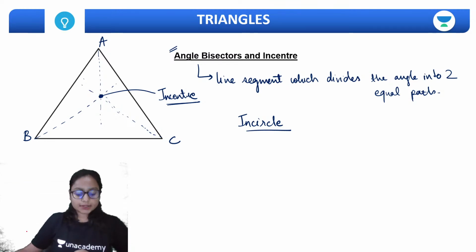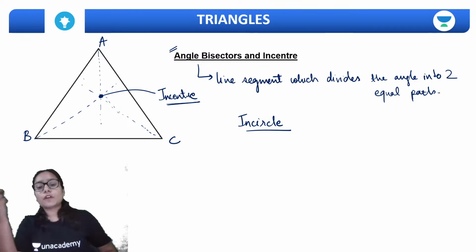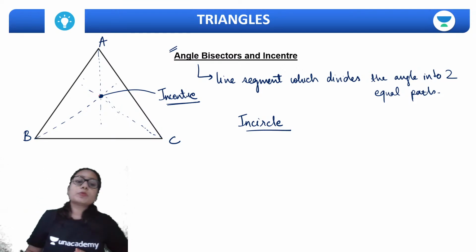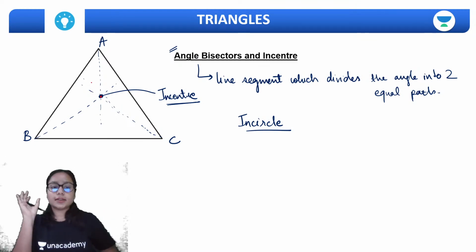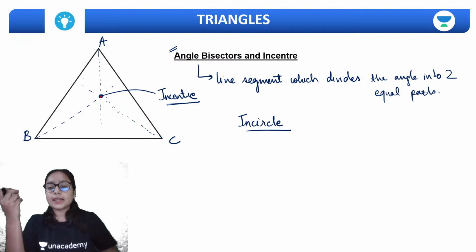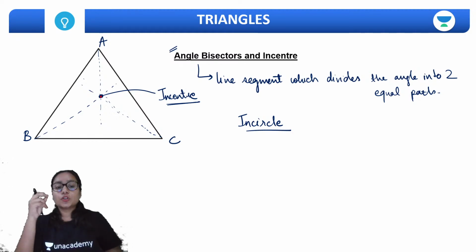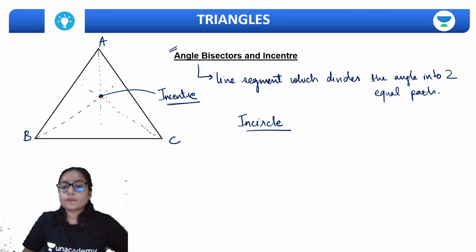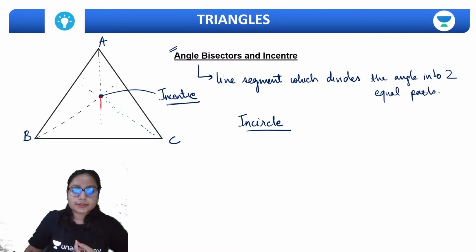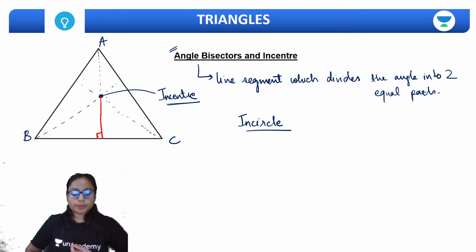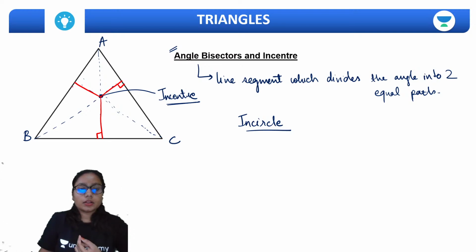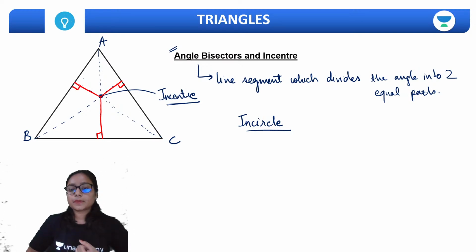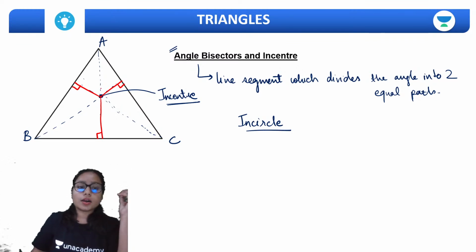Yes, please answer. Correct. So the center of an incircle will be the incenter. So I am going to draw a circle by taking the incenter as the center. But to draw the circle I need a radius also. So let us see what the radius is. The radius is the perpendicular drawn from the incenter to the side, like this. This is the perpendicular. Likewise, I can draw a perpendicular here and here. Now I take this perpendicular as the radius and draw a circle.